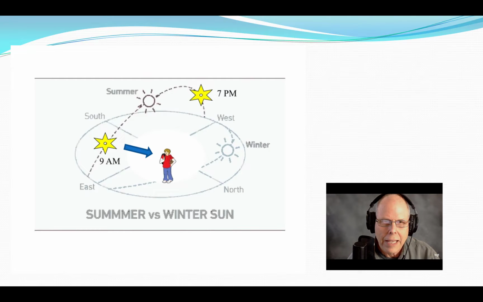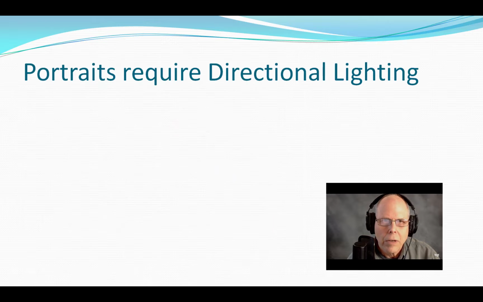And here shows that angle. So to recap, portraits require directional lighting. Depending on the season, you need to wait for the correct time of day. And then rotate your subject so the light falls on their face, creating the shadows off the lower side of their nose. And that's it for directional lighting.